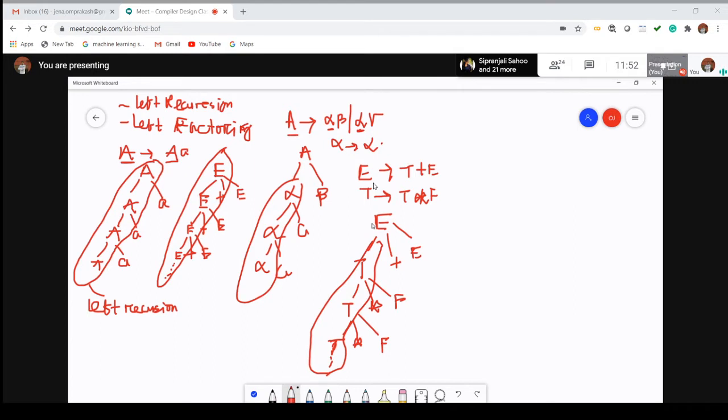So I think the difference between left recursion and left factoring is completed. Then we'll go for how to solve this problem.